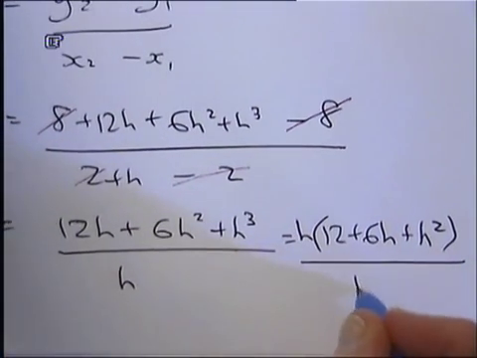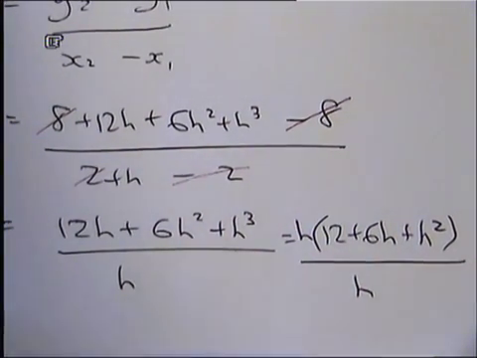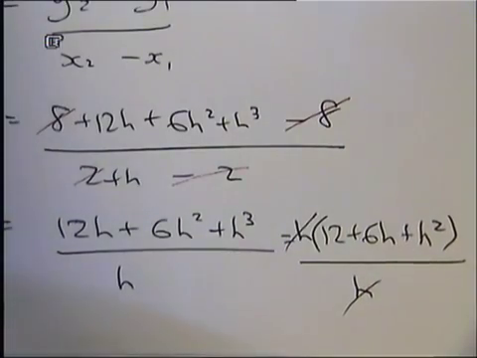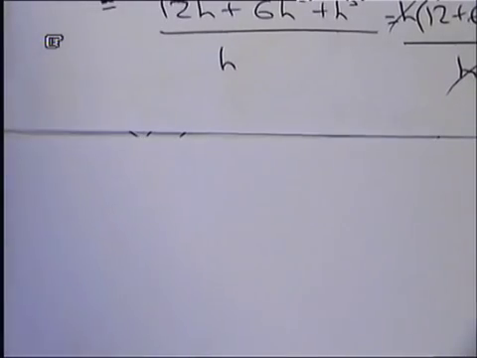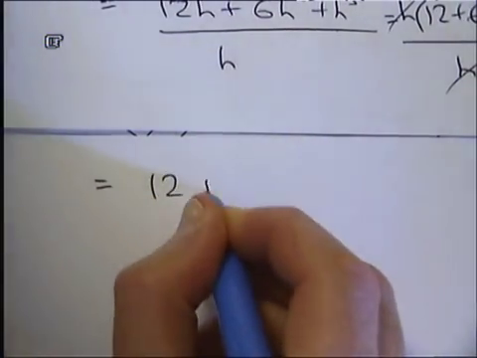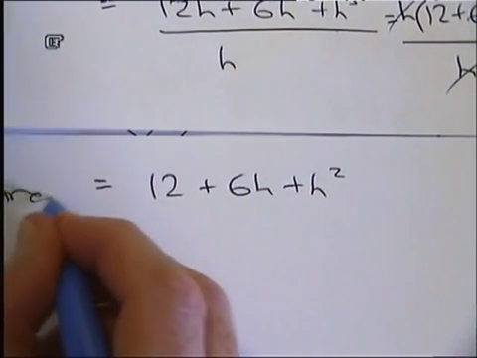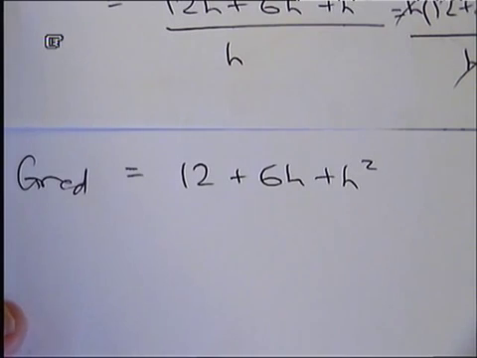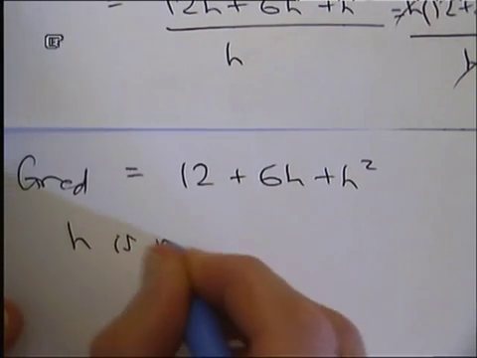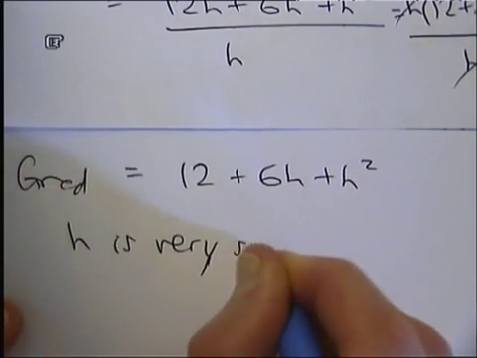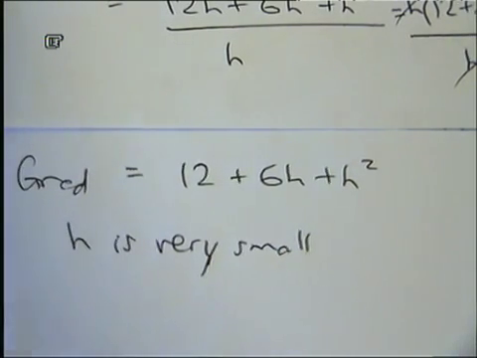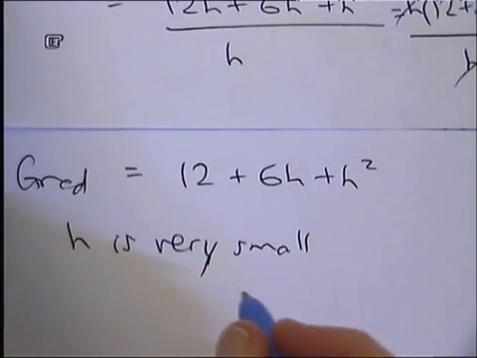So the fraction I get is that. Then I can cancel those h's. So I get eventually 12 plus 6h plus h squared is equal to the gradient. And remember, h is something that is very small. When you square something very small, well, just think of a small number.